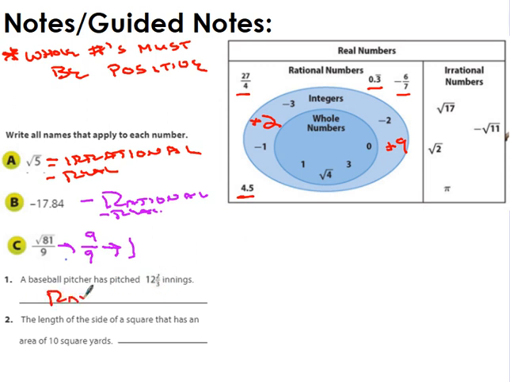And it's just rational, and it's also a real number, because it has that 2/3. 2/3 is not a whole or integer.